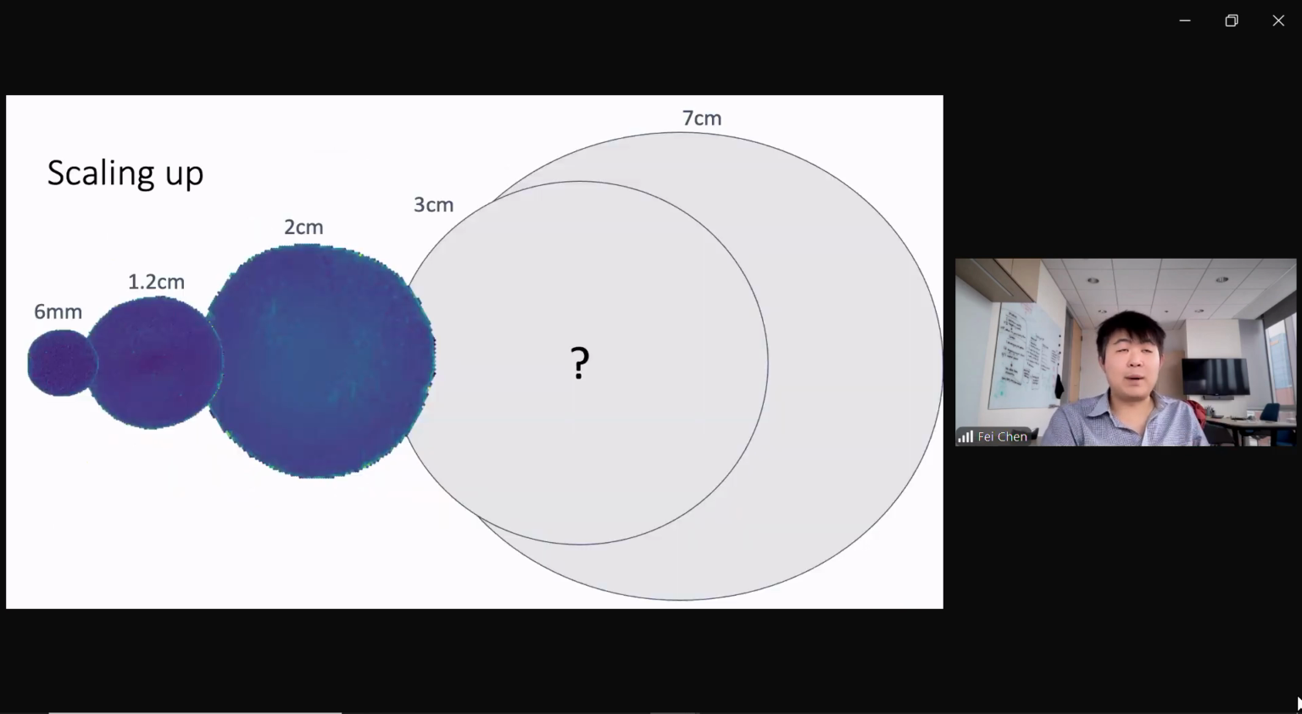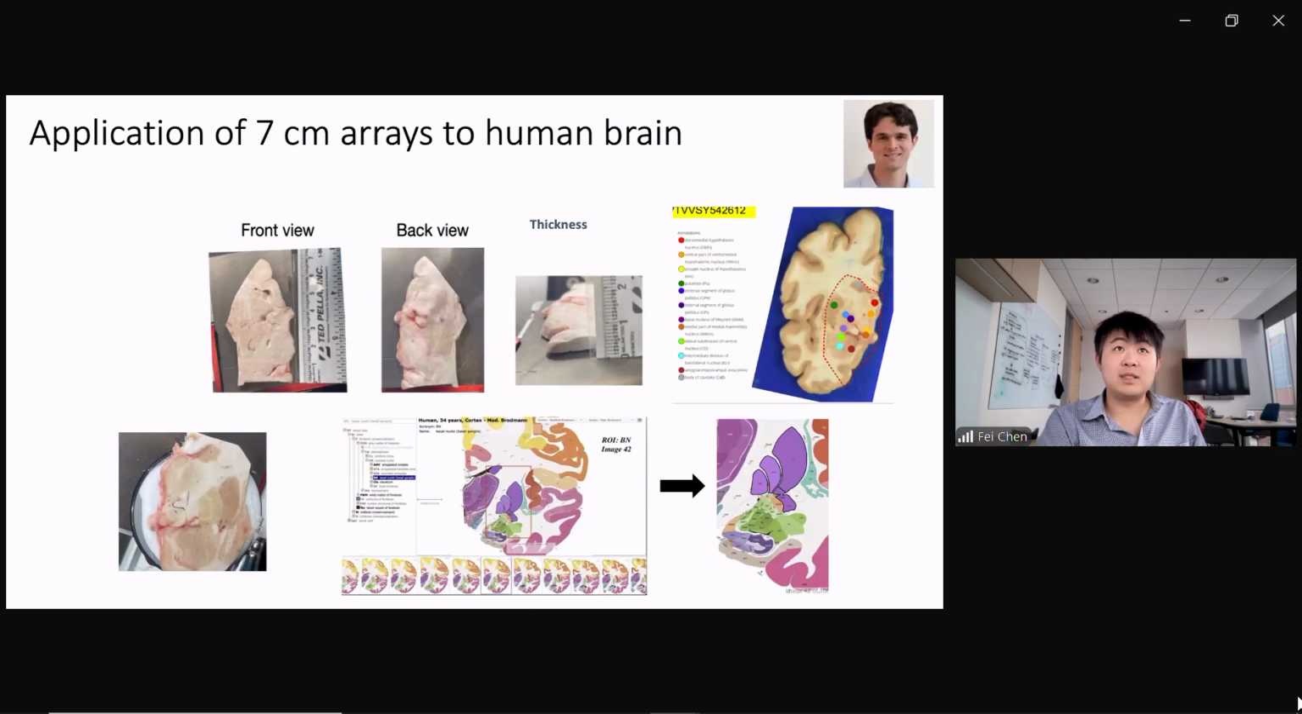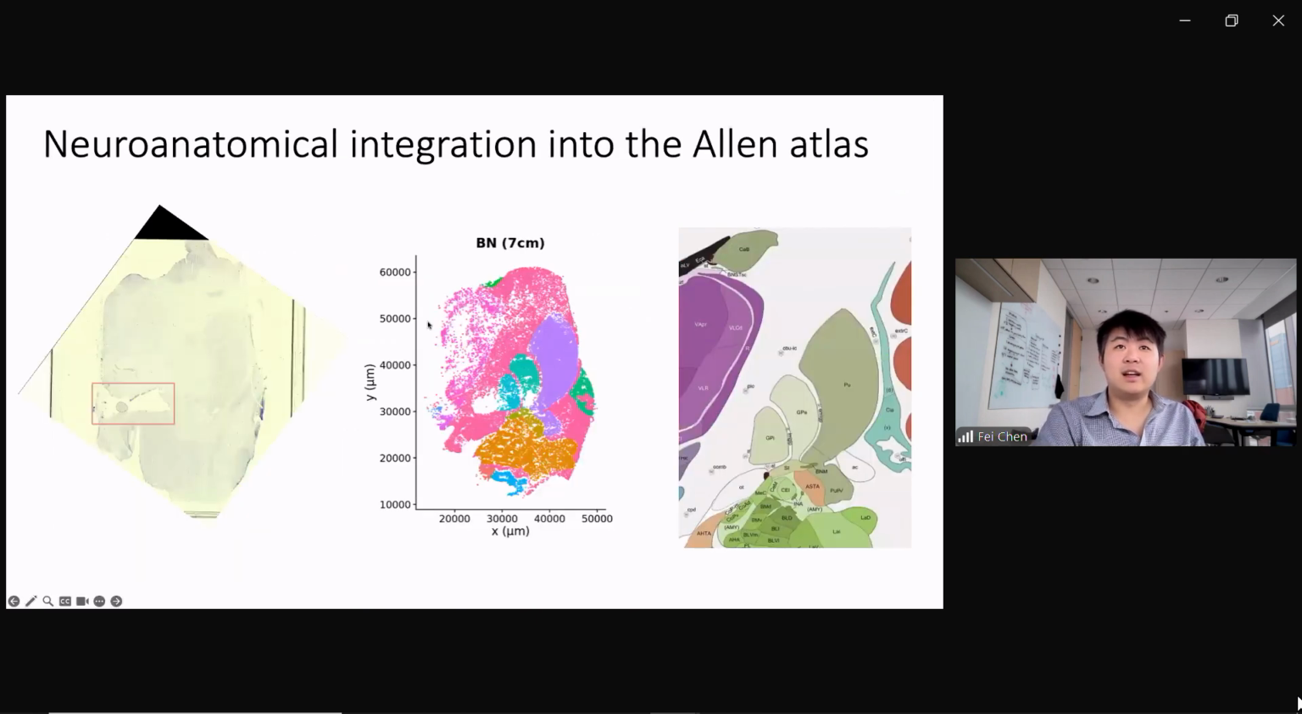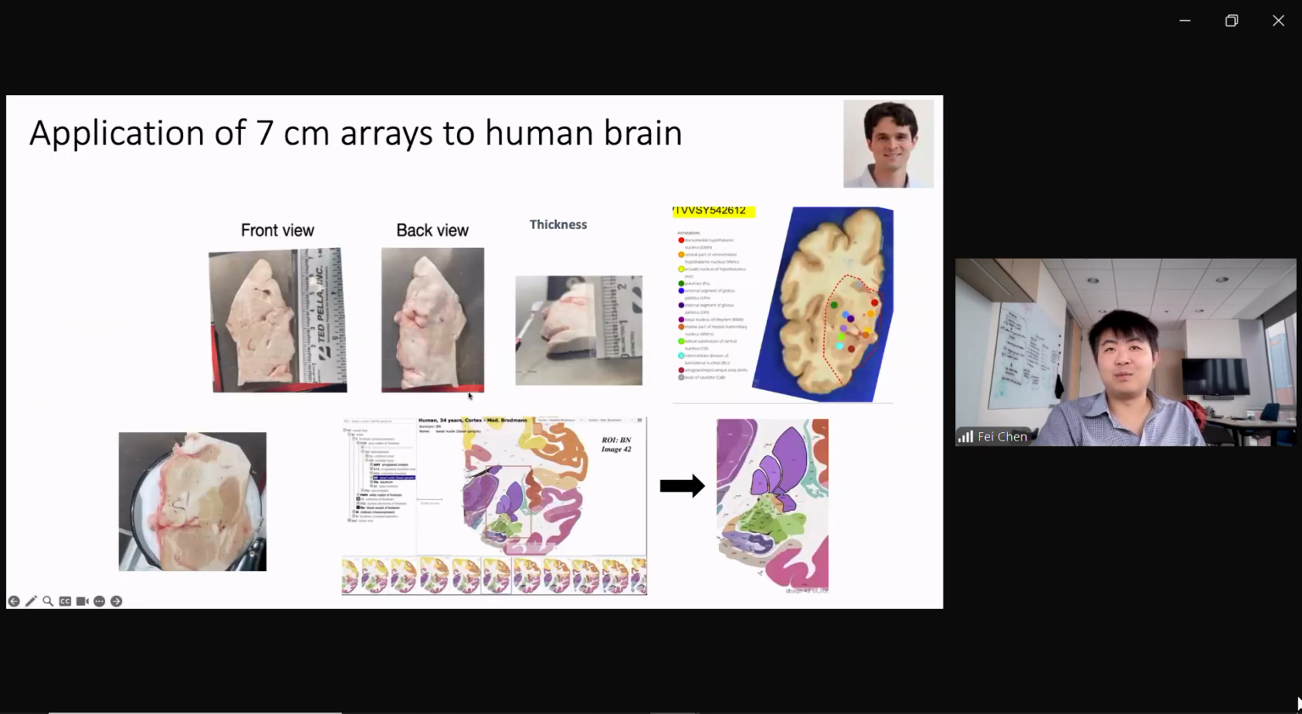I'll just wrap up by saying that we can scale this up to arbitrary sizes of arrays. We did 6 millimeters, 1.2 centimeters, and now we've done some 7 centimeter arrays. This is really led by Evan McCosco for the BICAN. And this is about the size of a human brain. And you can see here is a human brain slab. This is actually a human brain.